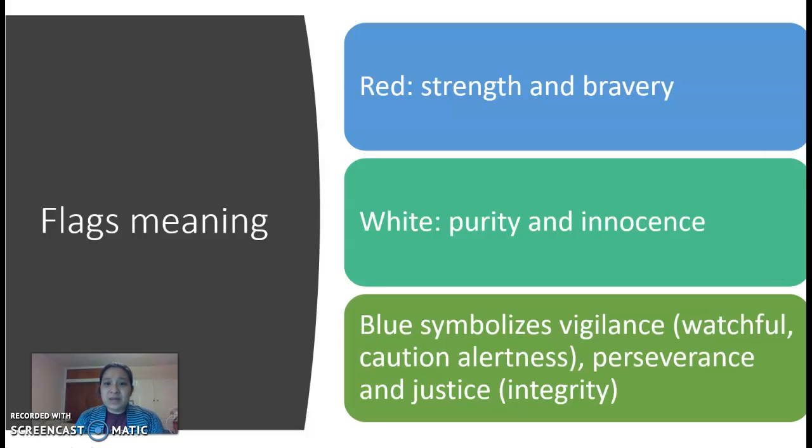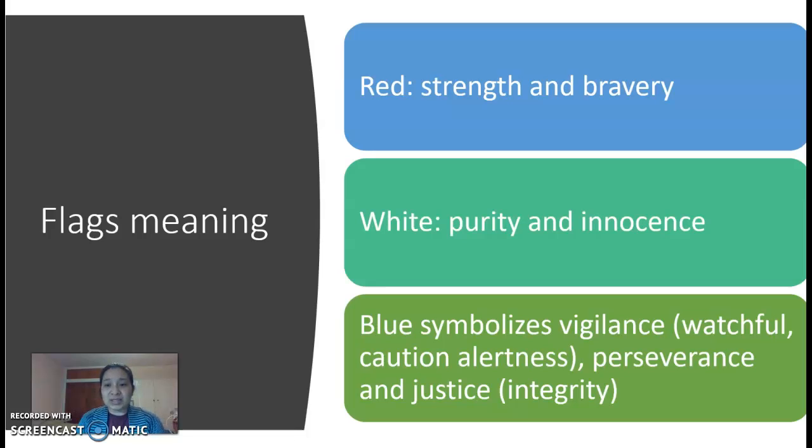Now, what does the flag mean? The flag means strength and bravery. The red represents strength and bravery. Think of all the men that went out and fought for this country. They went out there, leaving their family, and they fought for this country so that we can have freedom to this day.